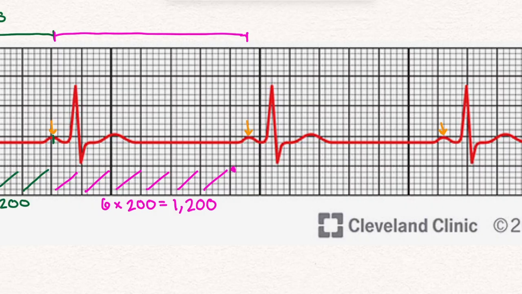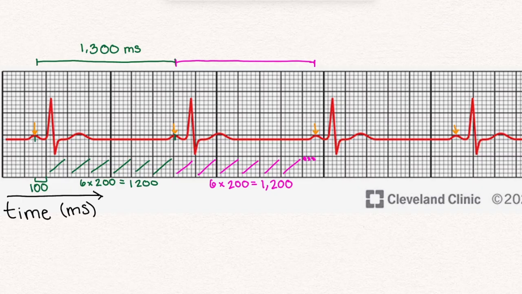To reach my next P wave crest, I need to count a couple more small boxes. I count 1, 2, 3. 3 small boxes is 3 times 40, which is 120. I must now take the sum of these, and that gives me 1,320 milliseconds. This is a slightly different length from the first calculation that I did, but we really are talking about a very small difference of 20 milliseconds. However, if this patient was experiencing arrhythmias, these intervals could be quite different.